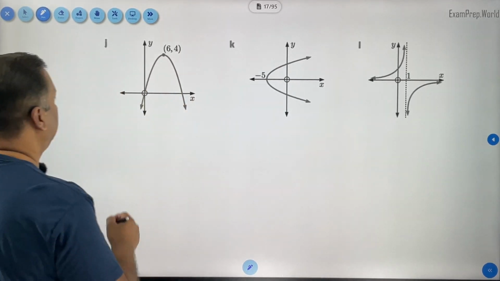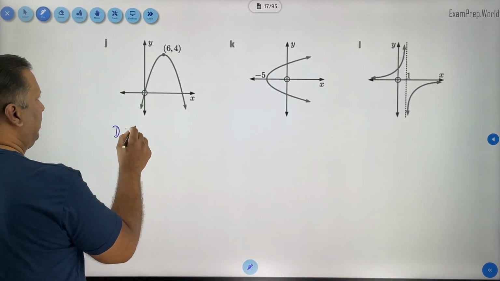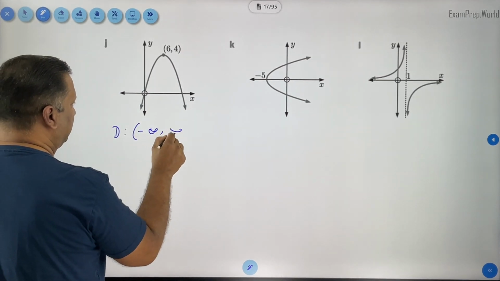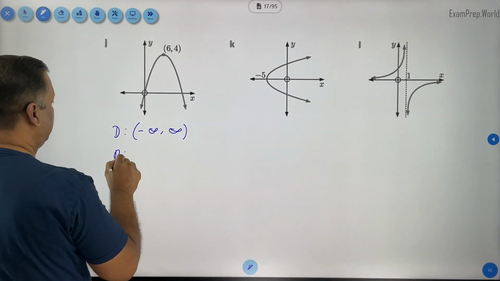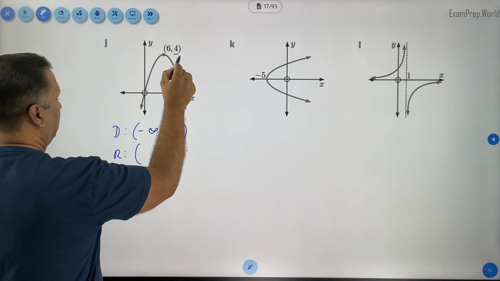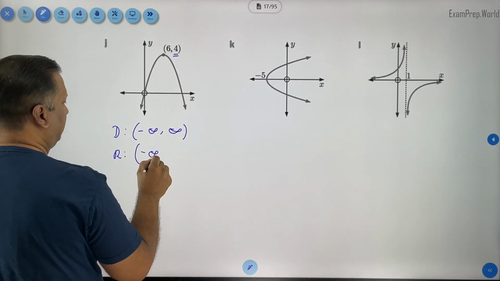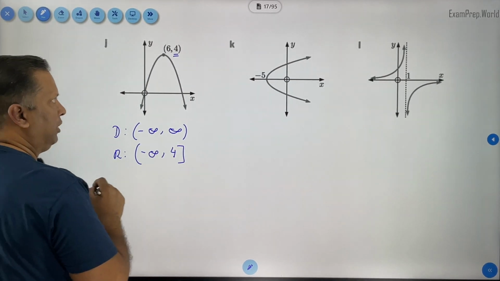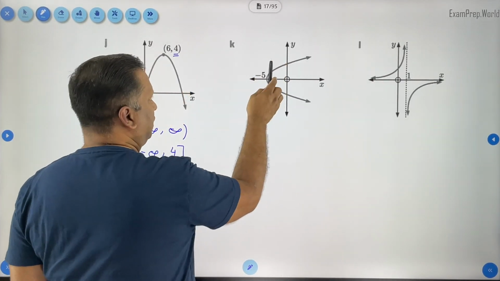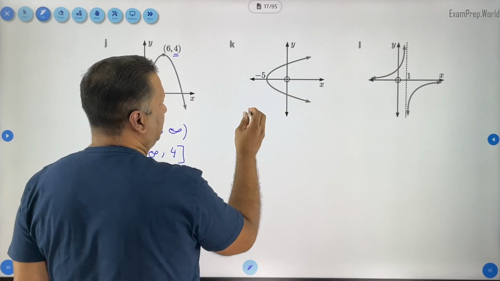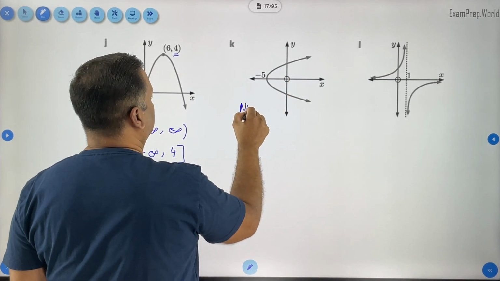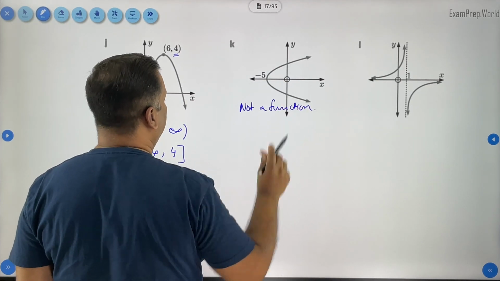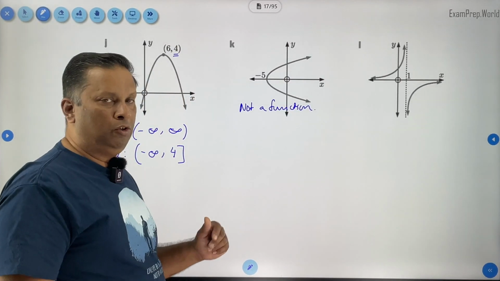Let's see quickly. For here, the graph is a parabola, so domain will be -infinity to plus infinity. What is the range? The maximum value of y is 4. So it will go from -infinity to 4, but 4 is included, right, so square bracket. This is not a function because it fails the vertical line test. It is touching 2 points. So write not a function. Typically, when it's not a function, we don't write the domain and range.